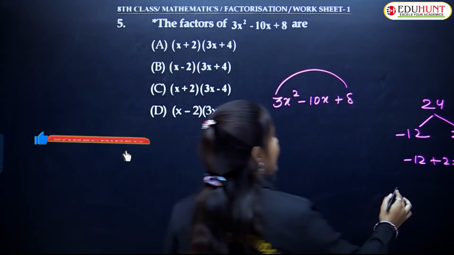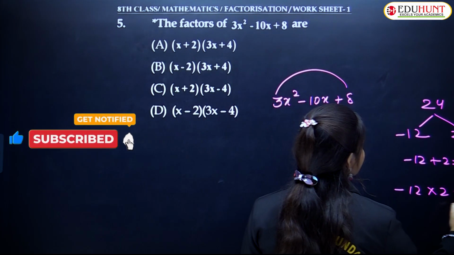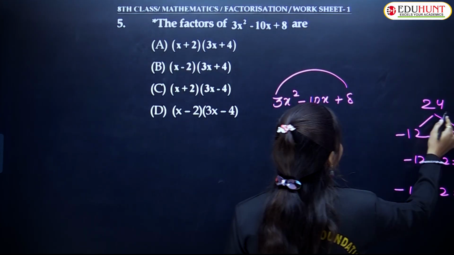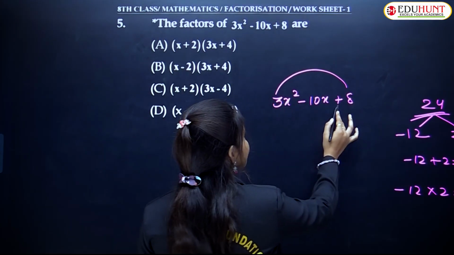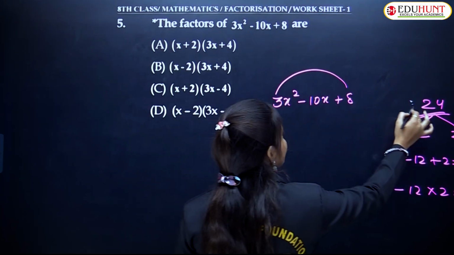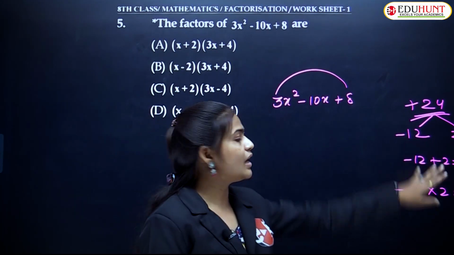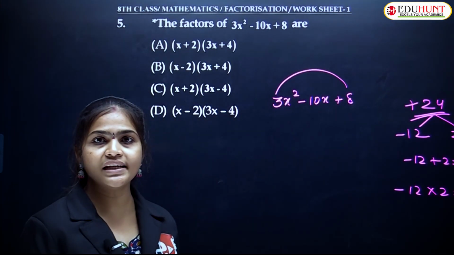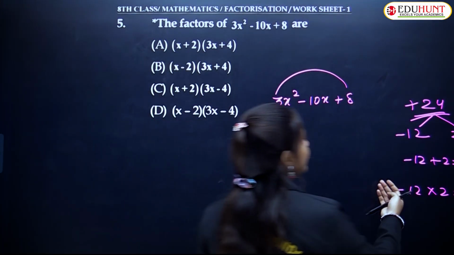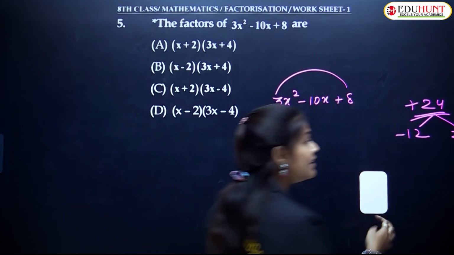But minus 12 into 2 is equal to minus 24, and we have positive 24 here. This is positive and this is positive, that's why plus 24. So 12 and 2 are not satisfying here. That's why we have to go for another possibility.